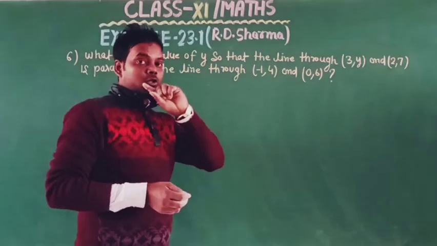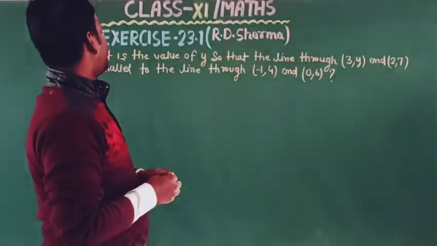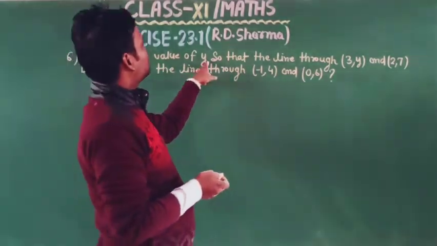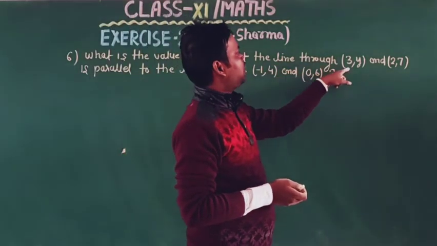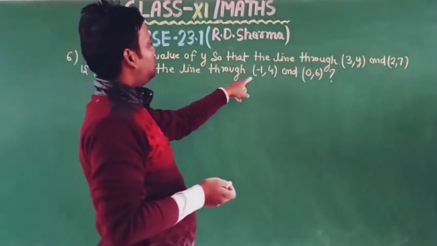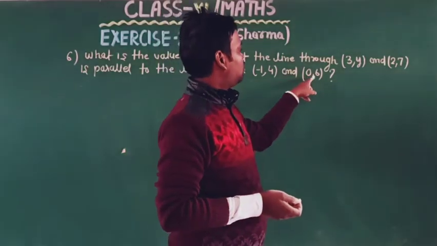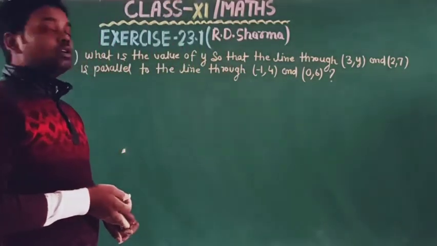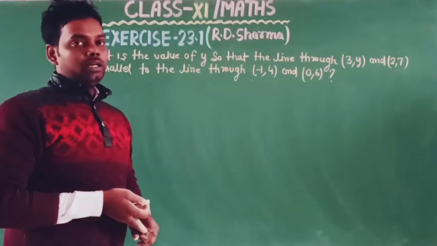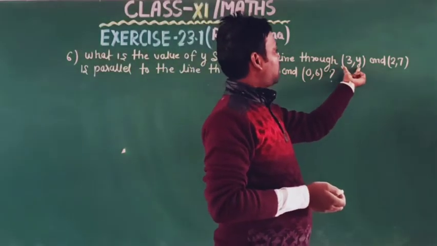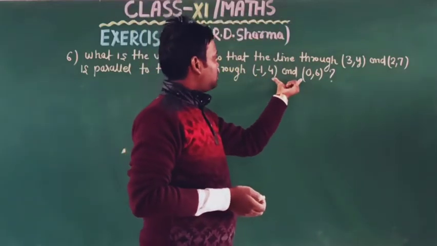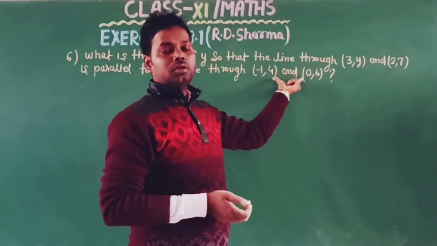Now move to question number 6. In this question it has been asked: what is the value of y so that the line through (3, y) and (2, 7) is parallel to the line through (-1, 4) and (0, 6)? So we need to find the value of y, where the line joining these points is parallel to the line joining the given points.